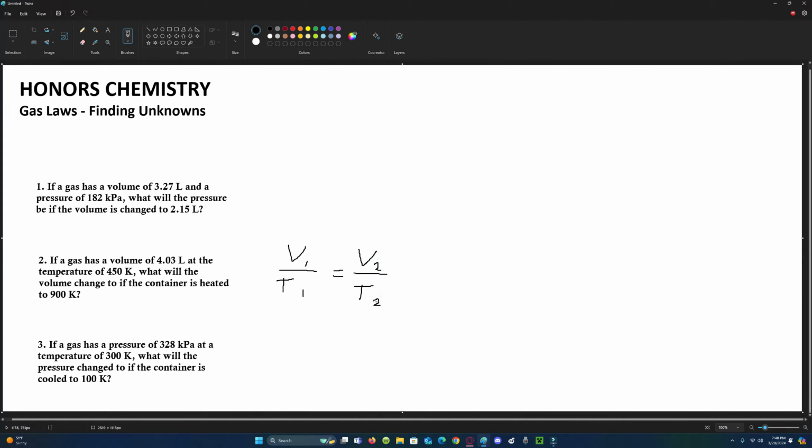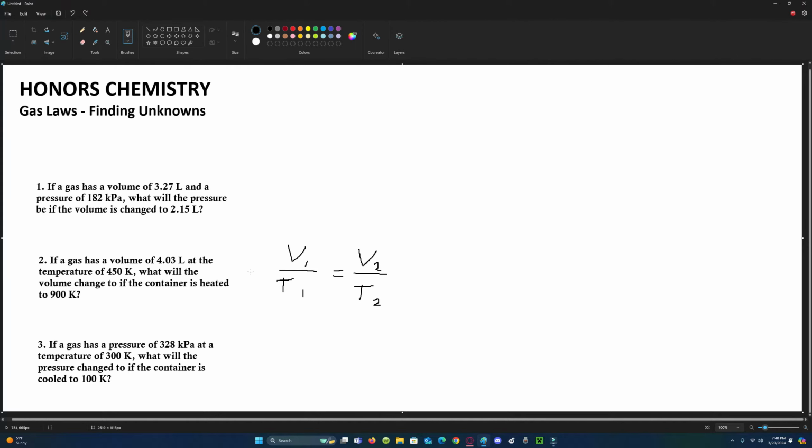Now, as you can see, this is different than Boyle's law. In this case, the V still stands for volume, but we have this T, and T stands for temperature. In this equation, you will notice that this K shows up twice, and K is for Kelvin, and that is a unit of temperature.